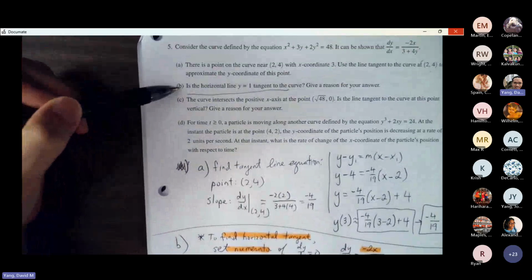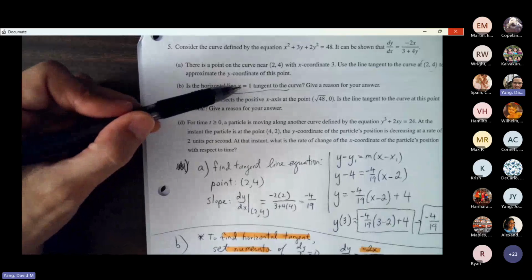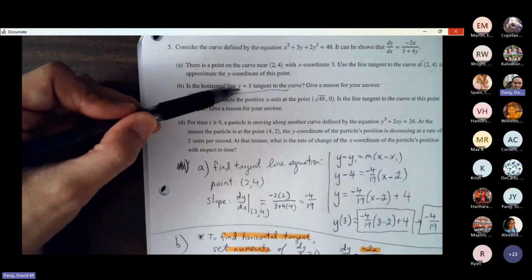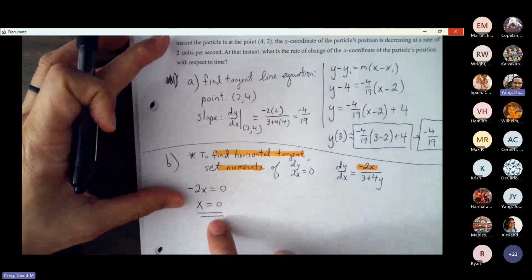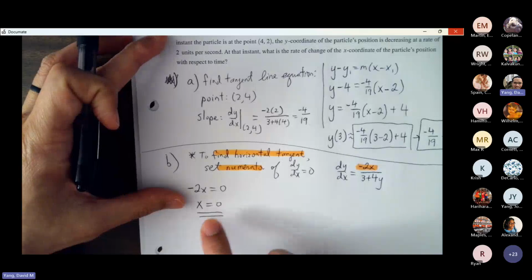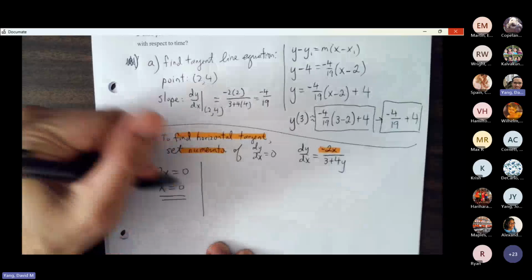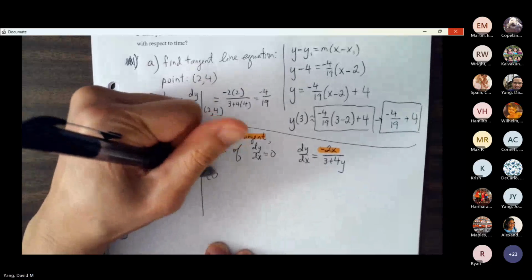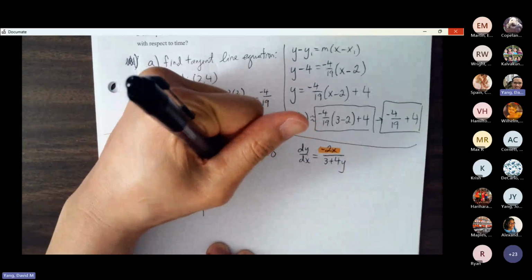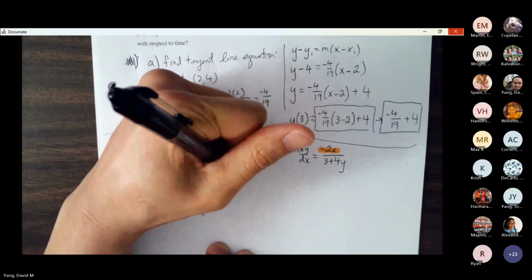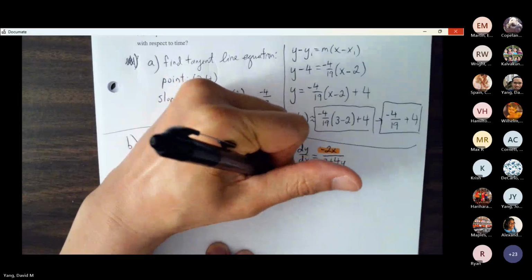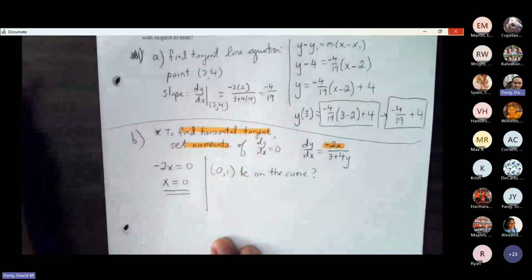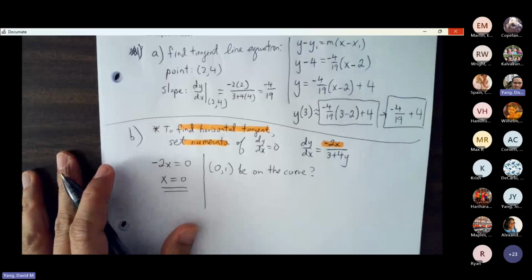And they say, is the horizontal line y equals 1 tangent to the curve? So that must mean if there's going to be a horizontal tangent, it must occur at the point 0, 1, right? x equals 0 and y equals 1. So that means if there's a horizontal tangent, this ordered pair would have to be on the curve. And that's a question mark because we have to verify, does that point even live on the curve?